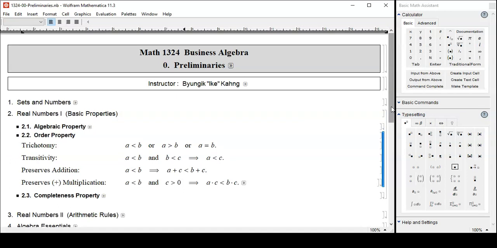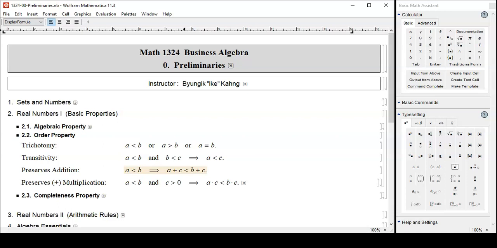Next, order property. For any real numbers, A and B, one and only one of these three must hold. Either A is strictly less than B, or A is strictly greater than B, or they're the same. Not both, not neither. One and only one of those three must hold. That's called trichotomy. Trivial, isn't it? Next, transitivity. Names are not that important. The property itself is important. So A is less than B and B is less than C, then A is less than C. Yeah, of course. Everybody knows that.